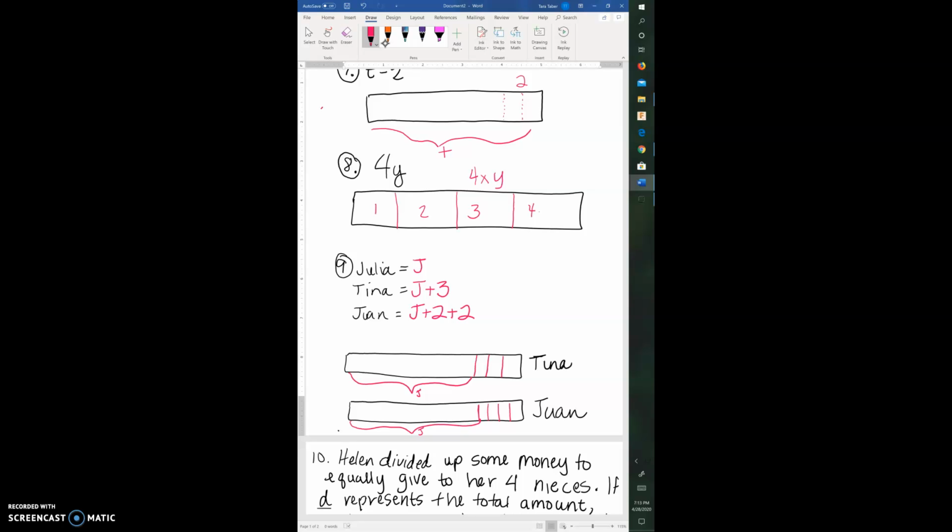It looks like Juan scored the most, if you think about it, because Julia scored the least because Tina scored more, and then so did Juan.